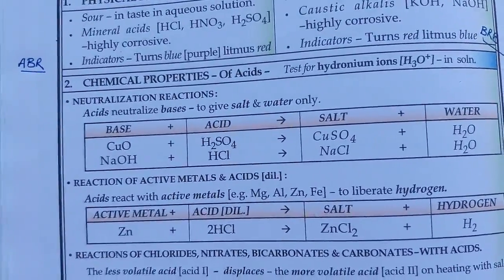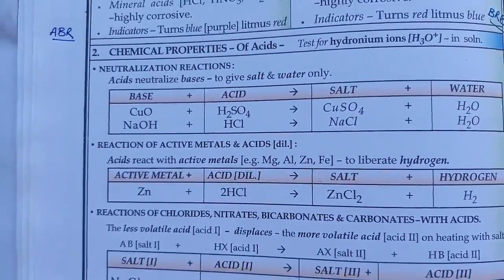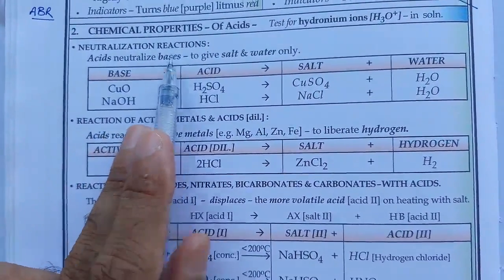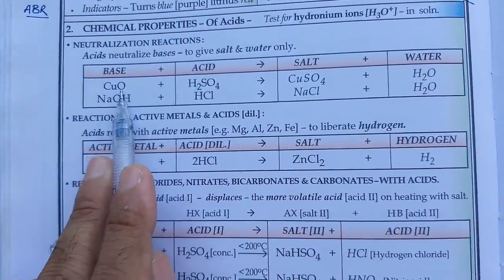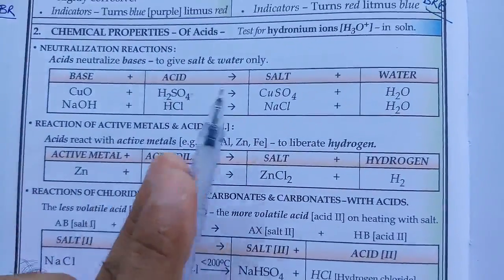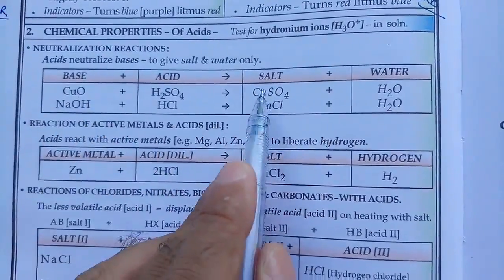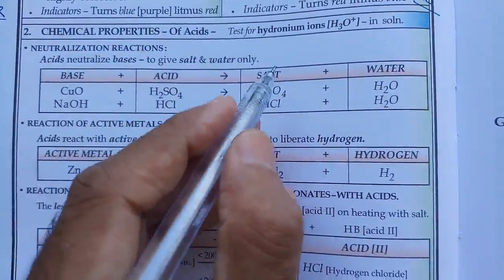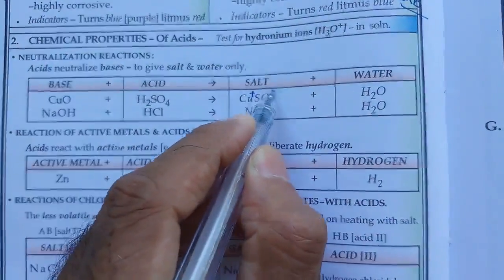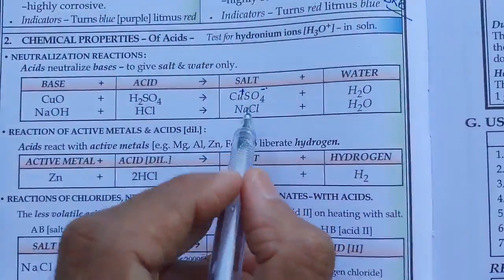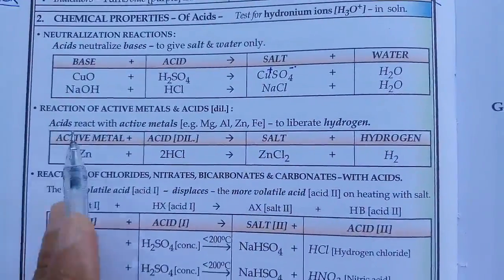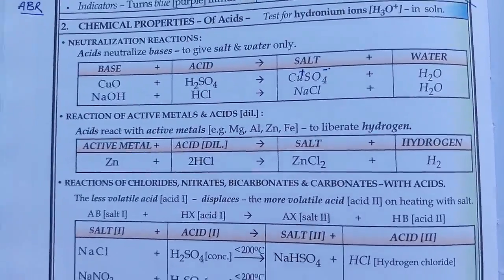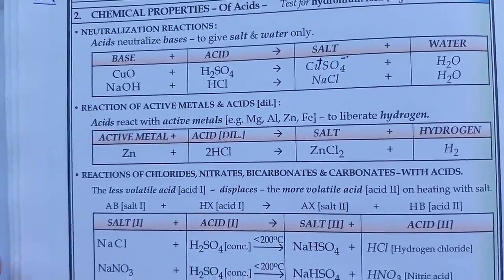Now, chemical properties of the acids. What are the properties of the acids? Acid neutralizes base and gives a salt and water. This is base. When you take it with the acid, it gives you salt. Here you don't find H plus and OH minus, but a positive ion is there. This positive ion, you know very well, and this is negative. So it gives you salt and water. So it neutralizes the effect of the acid and the base. This is the first chemical property.